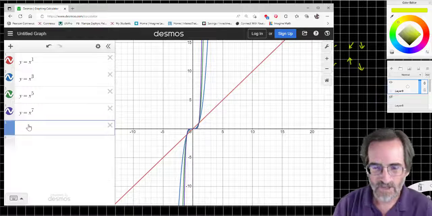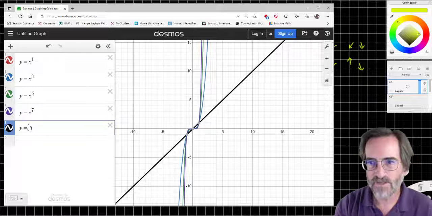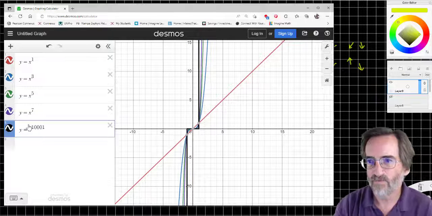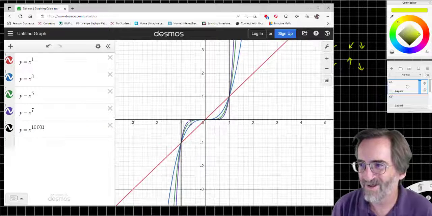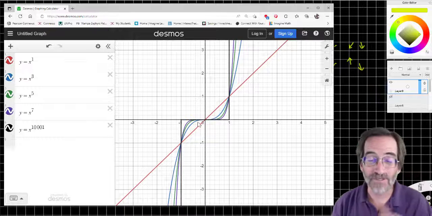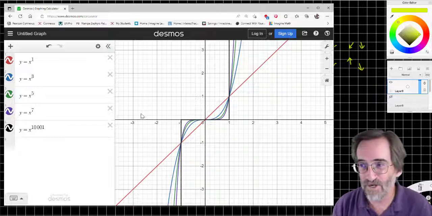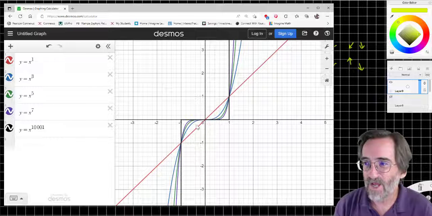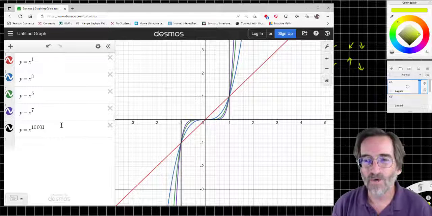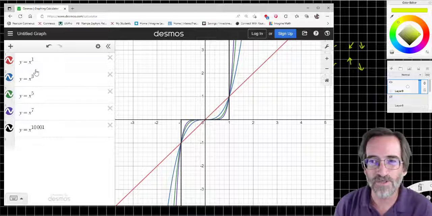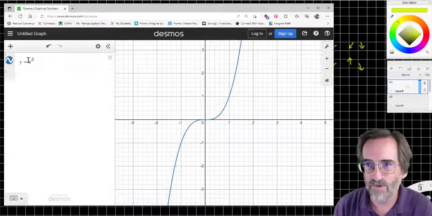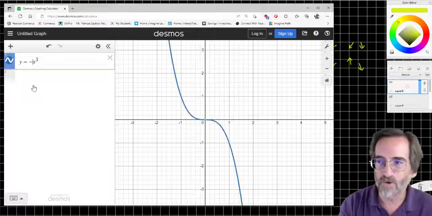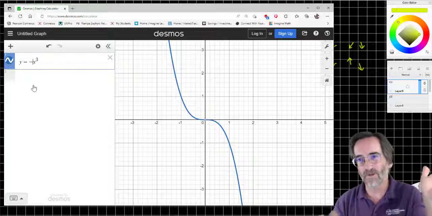In fact, if I do this, y equals x to the 1001, okay, it actually almost seems to turn a sharp corner. It looks square, right? It's not actually square. It is actually a smooth curve. If we zoomed in enough, we would see it. But it behaves down on the left, up on the right. So all odd degree functions, if the leading coefficient is positive, will be down on the left, up on the right, unless we have the leading coefficient negative, then things are reversed, up on the left, down on the right.